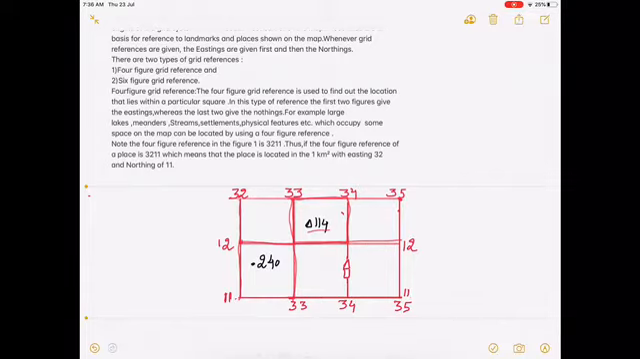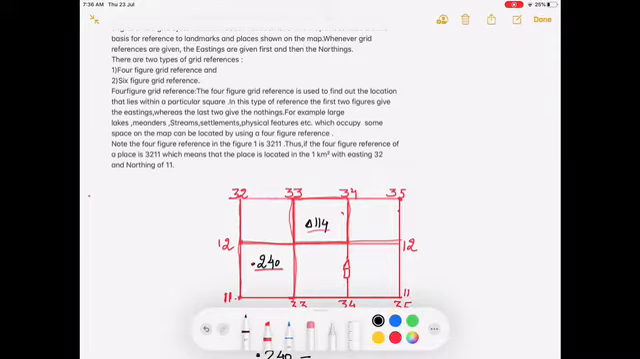For example, children, let me give you one example. If we want to know the four figure of spot height 240, what we are going to do, as I have already said, first you will check the 240, and what is the southwest corner of this 240 is this. This is the southwest corner of the spot height 240.